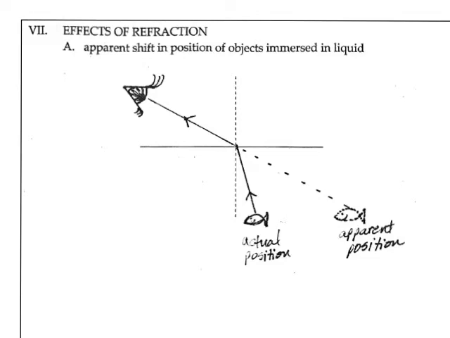Our last section on light and color will deal with different effects of refraction, and then we're going to talk about how rainbows are made. So for our effects of refraction, there are three different ones that we study.